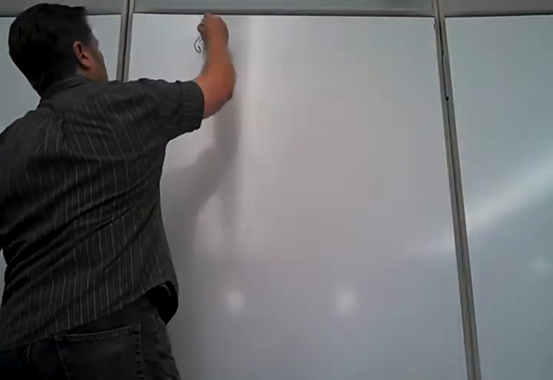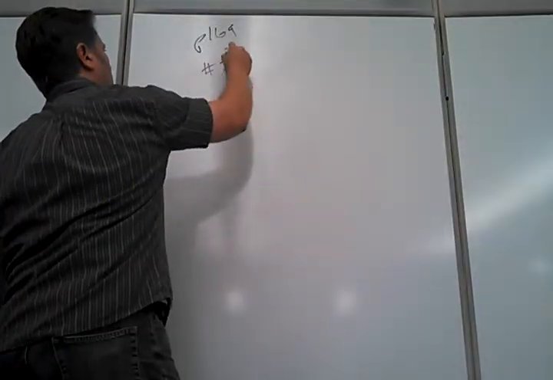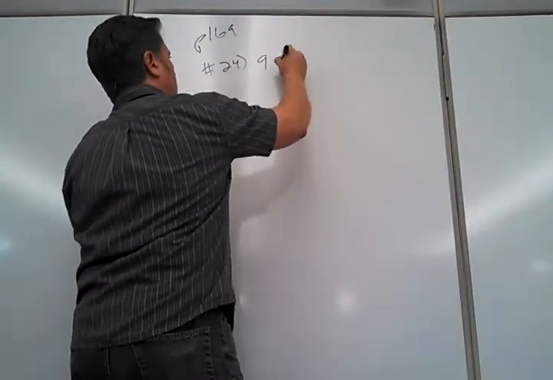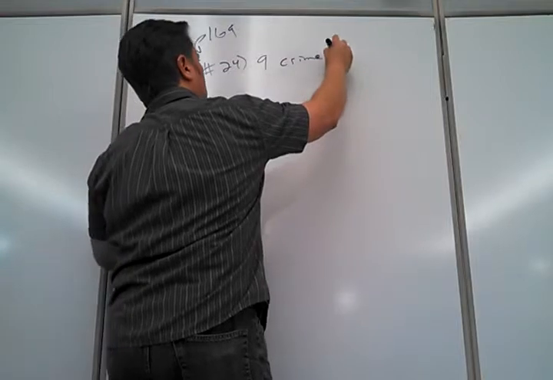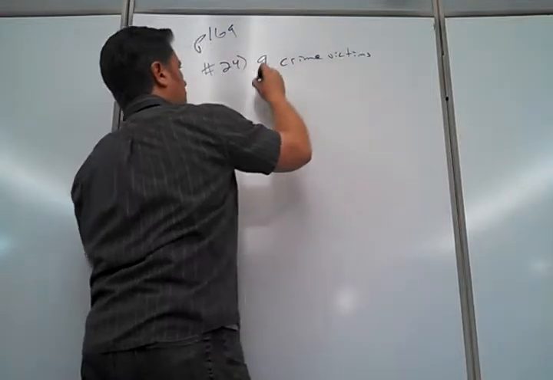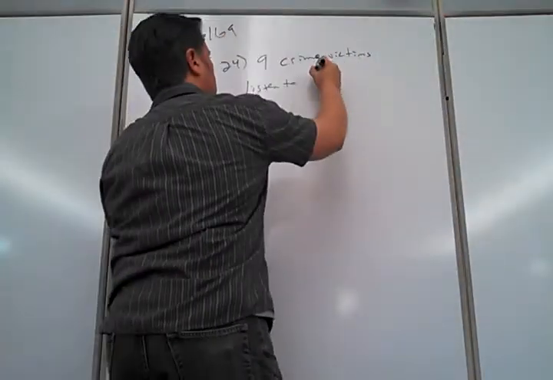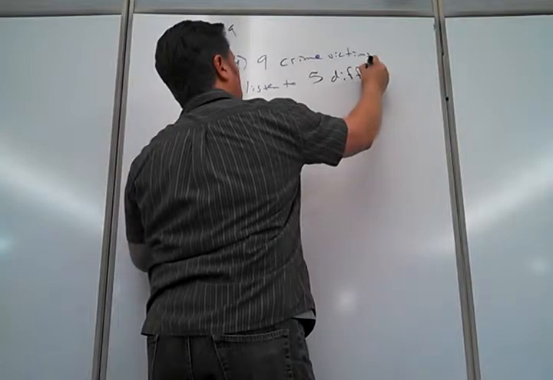So this is number 24 on page 169. This one says that 9 crime victims listen to voice recordings of 5 different men. So I have 9 crime victims, and they listen to, what was it? I already forgot. 5 different voice recordings, 5 different men.